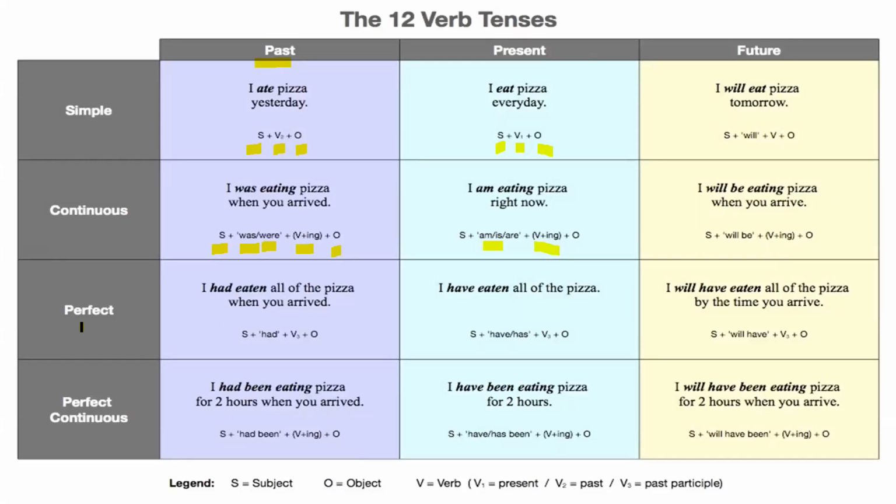Perfect equals verb to have plus V3. Subject, verb to have, had, the past form of verb to have, and V3, object. Again, subject, present form of verb to have or has, and V3, and the object. Perfect continuous. Perfect, this is the first part: had V3, because perfect. And continuous, V plus ing, this is the continuous.